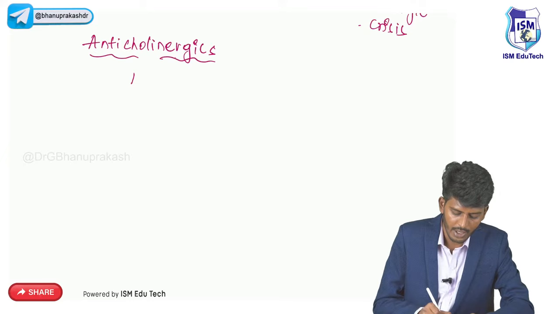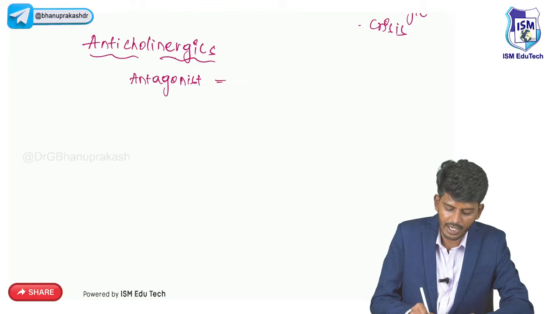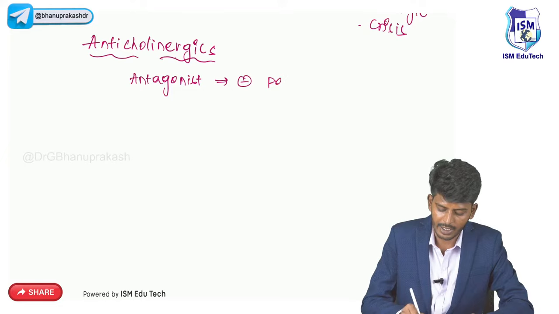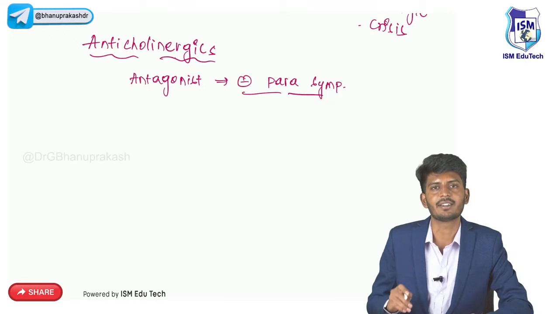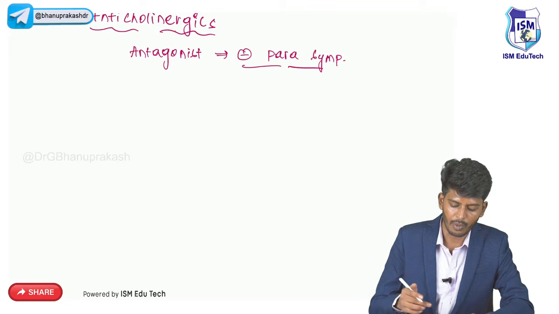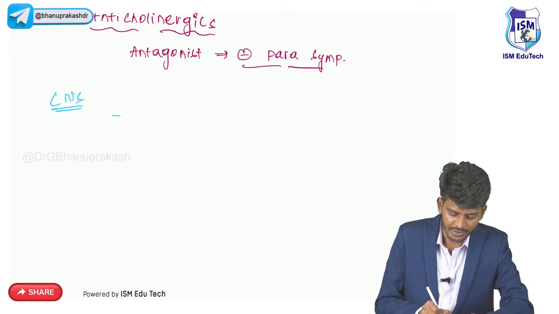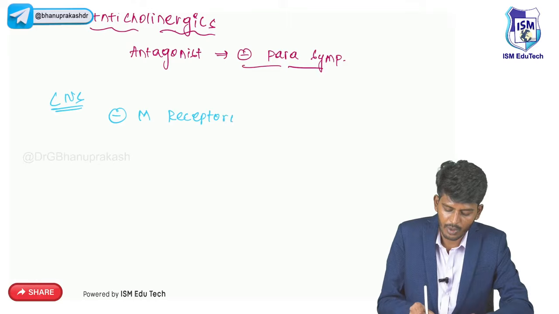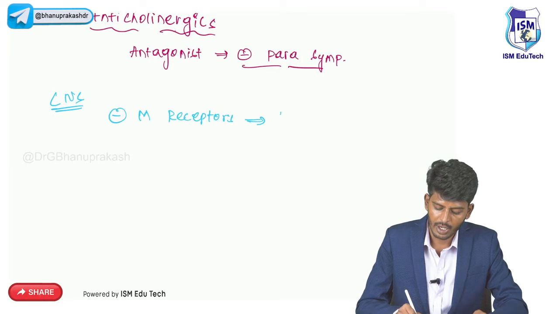Now, this cholinergic antagonist, my dear student, will do what? They are going to block the parasympathetic activity. They start with one organ, the central nervous system. In the central nervous system, if you block M receptors, what will happen? That will be done with the help of a drug called hyoscine.